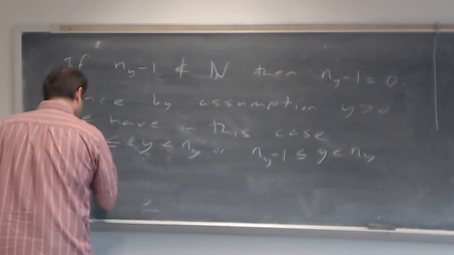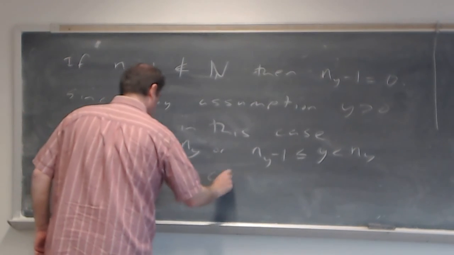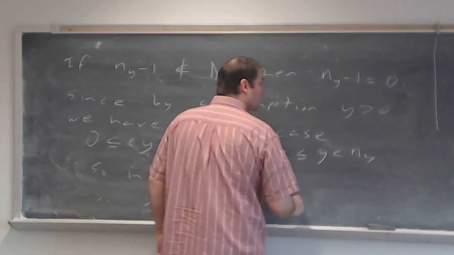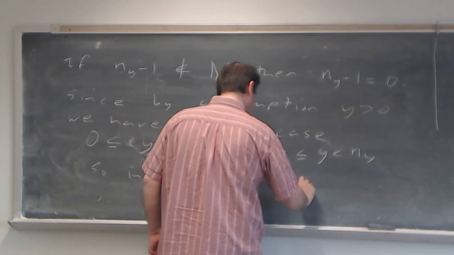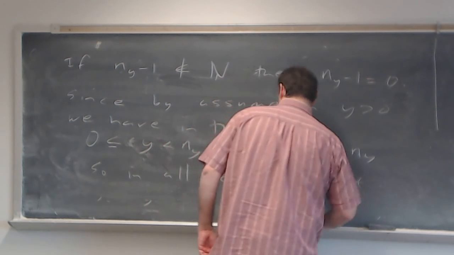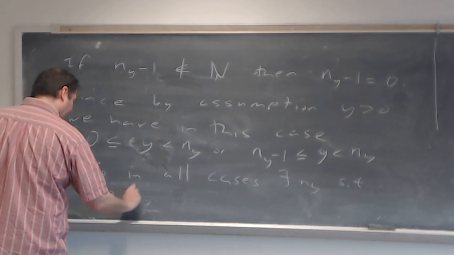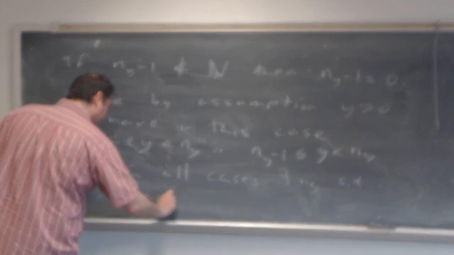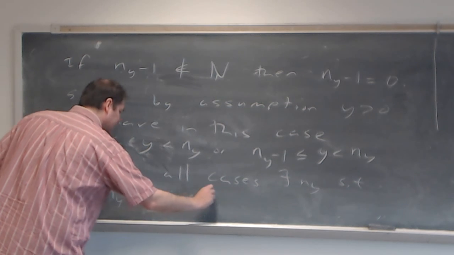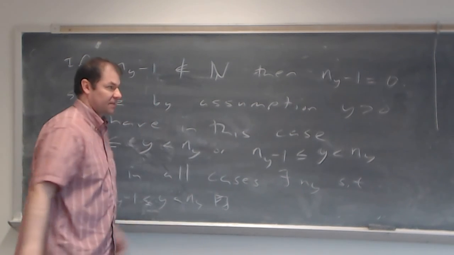So in all cases, there exists an n sub y such that n sub y minus 1 is less than or equal to y, which is less than n sub y. That's the case. But I need to go back and adjust something.